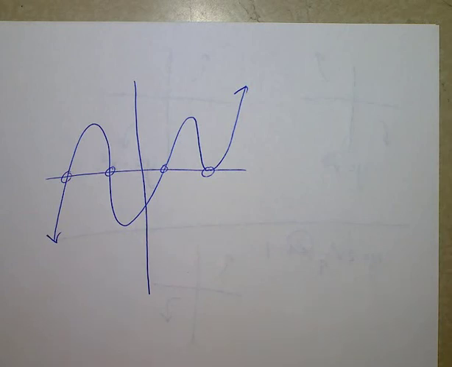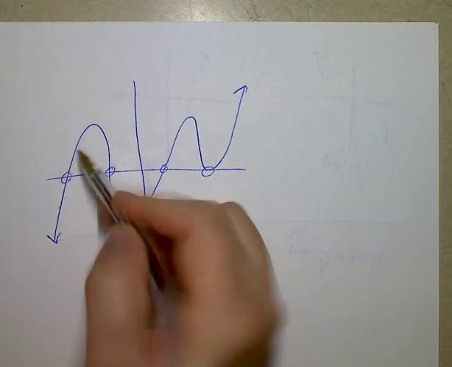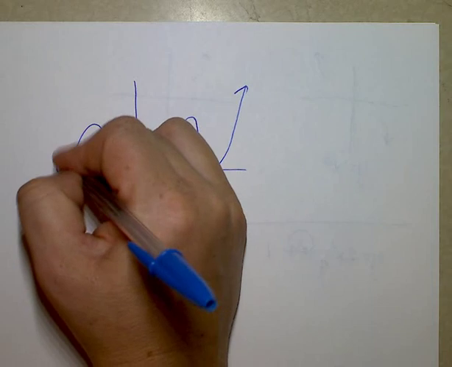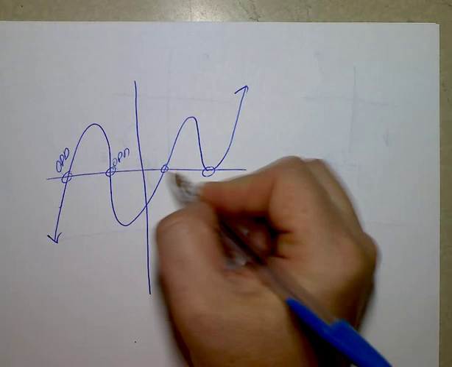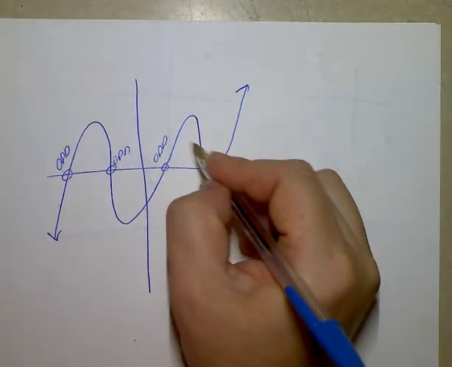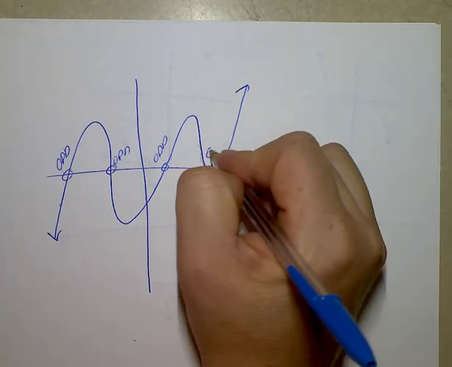Even bounces off, so it touches it and goes in the same direction it came from. Odd cuts through. So does this cut through the x-axis or does it bounce off? Okay, so if it cuts, it is what? Even or odd? Odd. So this one is odd, because it cuts through. This one cuts through, so it is odd. But see how this one bounces off? So it comes down, it touches the x-axis and goes in the same direction it came from. This is even.